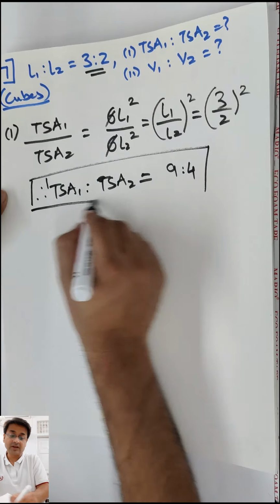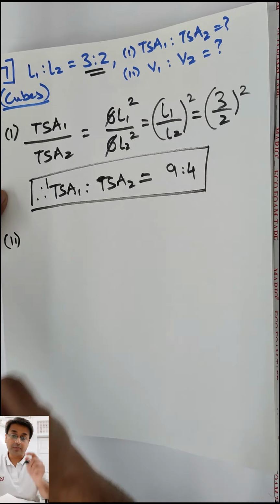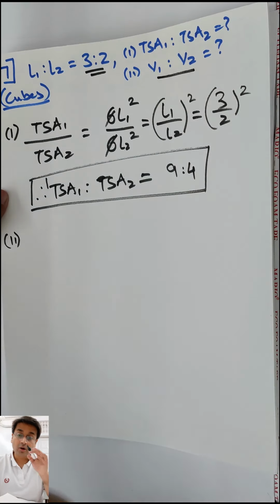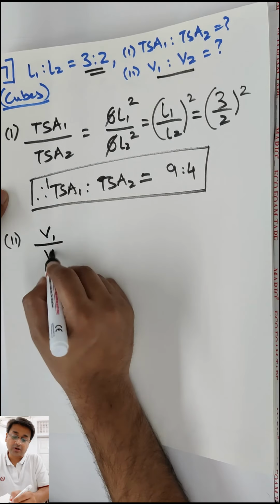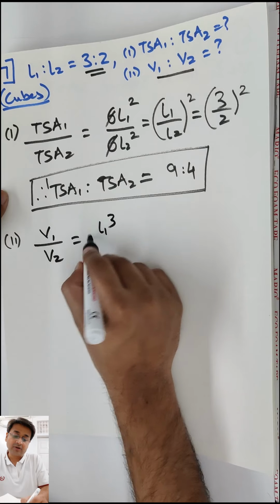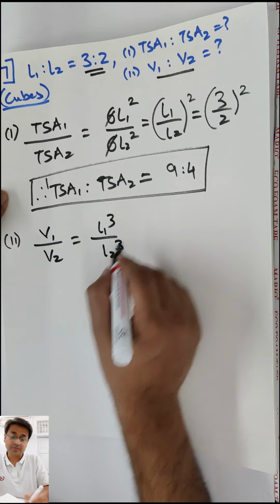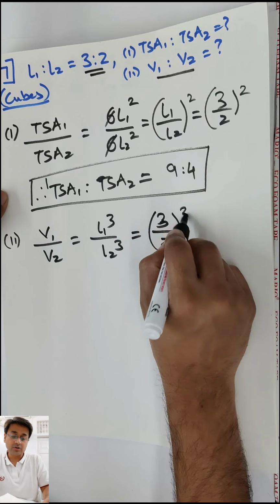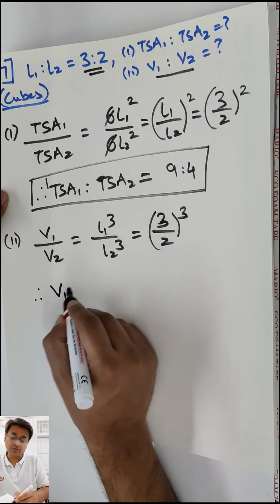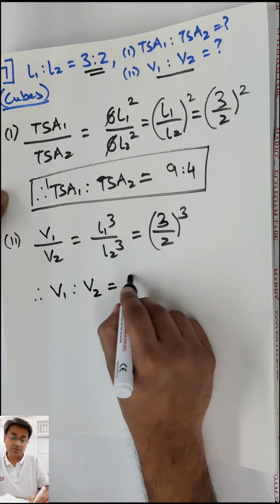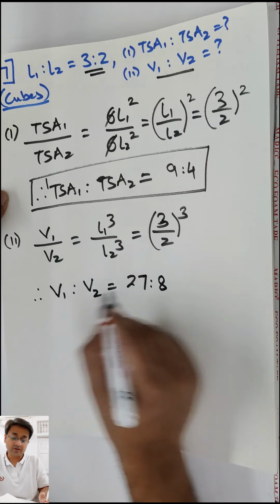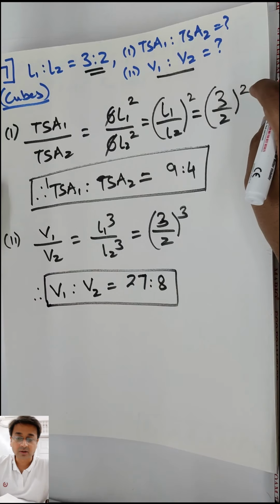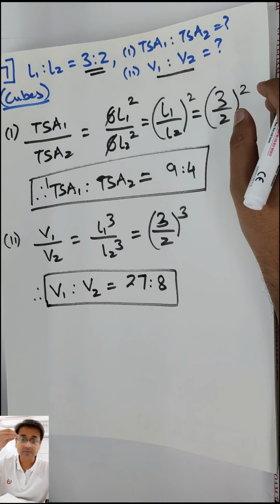Simple? Yeah. Likewise, come on, pause the video. On your own, can you work out the volume? Put the formula, automatically you will get it. Don't worry. So volume 1 by volume 2, L1 cube by L2 cube. So what is L1 by L2? 3 by 2 the whole cube. So finally I can say volume 1 ratio volume 2 is 27:8.